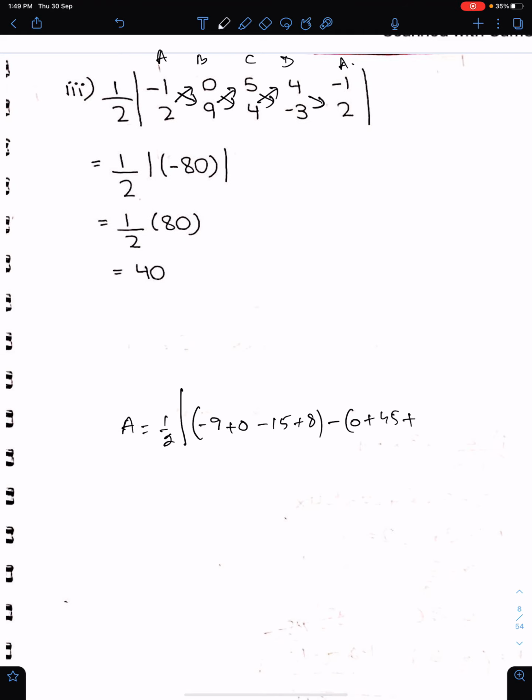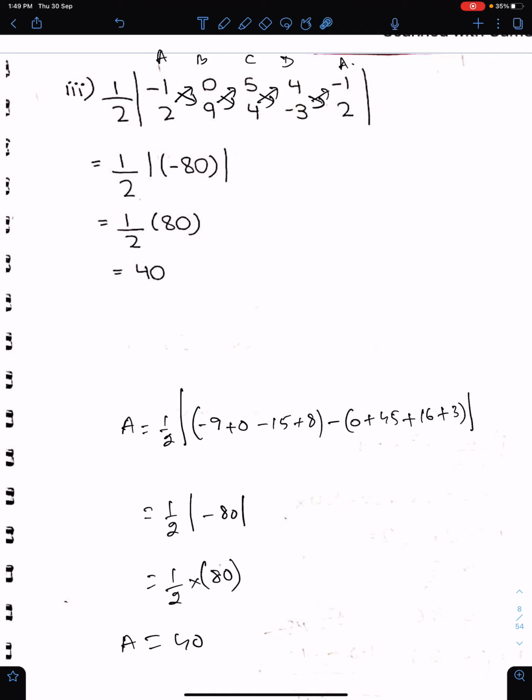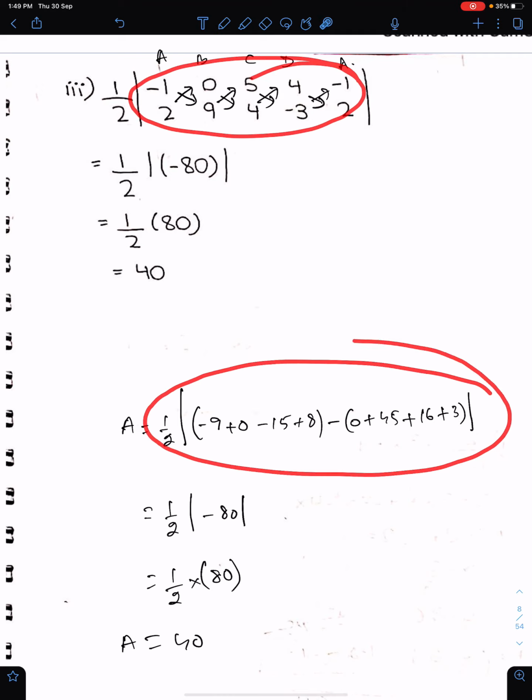Then 4 times 4 makes 16, and 3 1s are 3. When you simplify this, you will get minus 80, and this modulus converts negative into positive. So the final answer is 40. So this is the way to simplify this thing. This is the way.